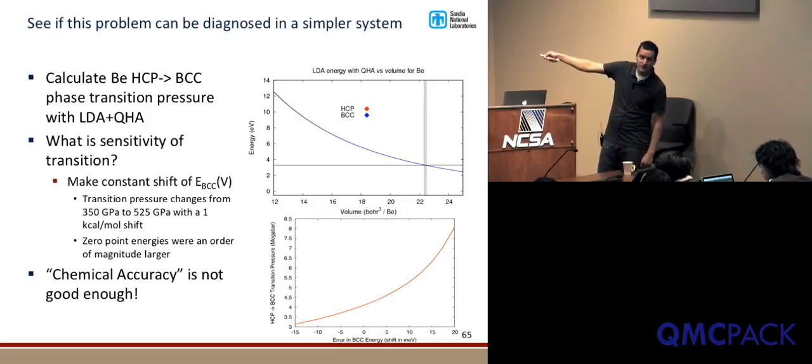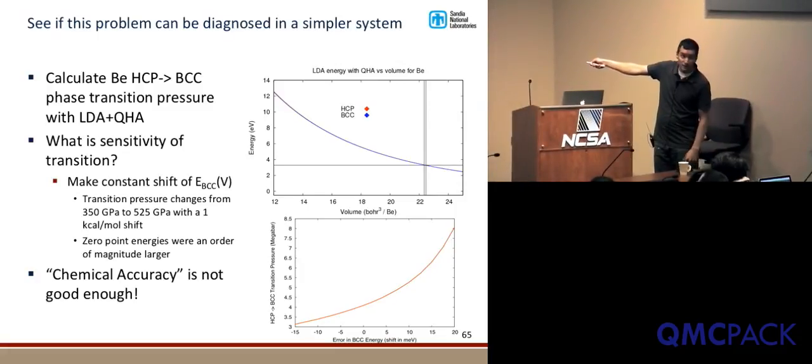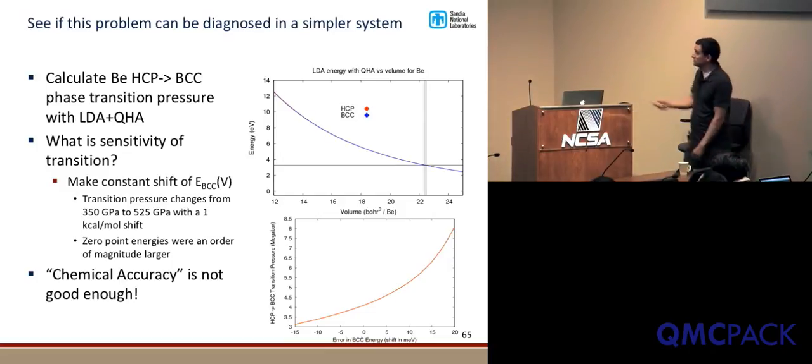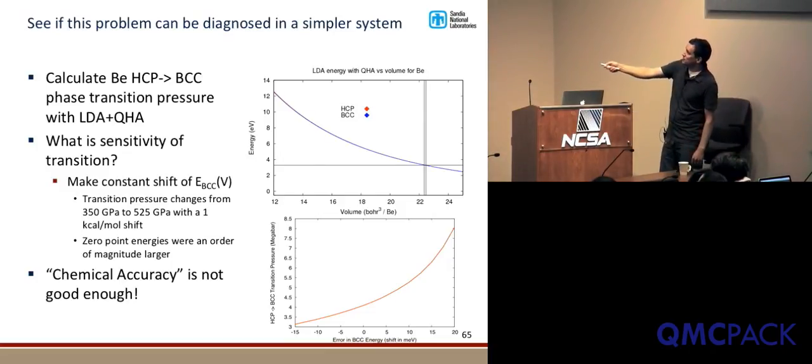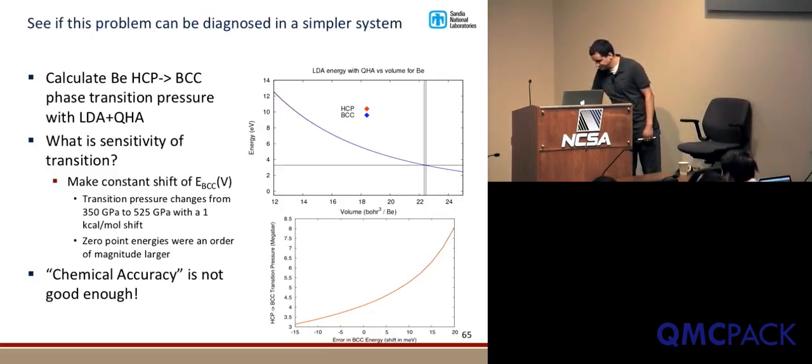Now, this axis over here is in millions of atmospheres, right? So if I make an error of 10 millivolts per beryllium, which is not terribly large, I've shifted my transition pressure by over 1 million atmospheres. So it's a very sensitive place to look at this. And the chemical accuracy, the 1 kcal per mole, which I think is about 43 millivolts, is not good enough for this system.